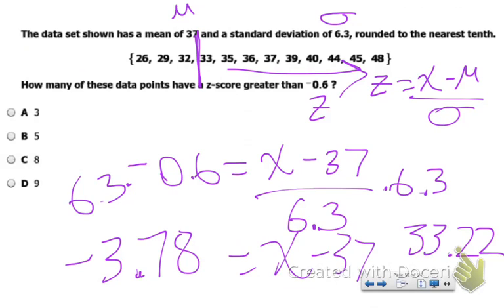1, 2, 3, 4, 5, 6, 7, 8, 9. So there are 9 data points with a z-score greater than negative 0.6.